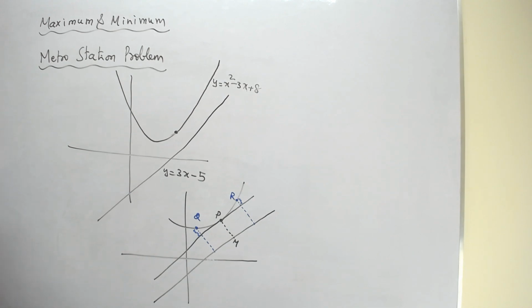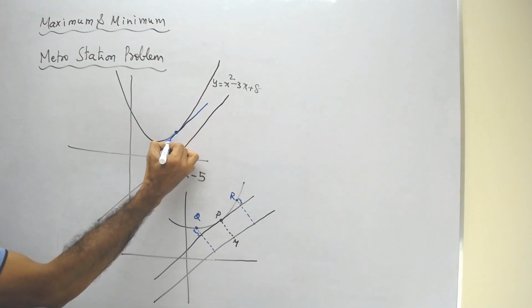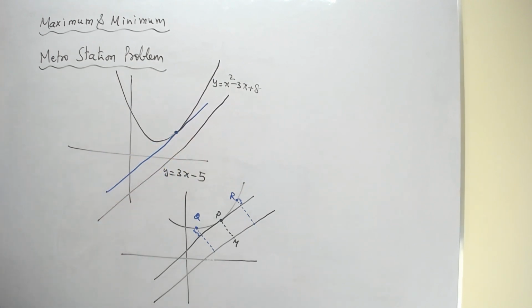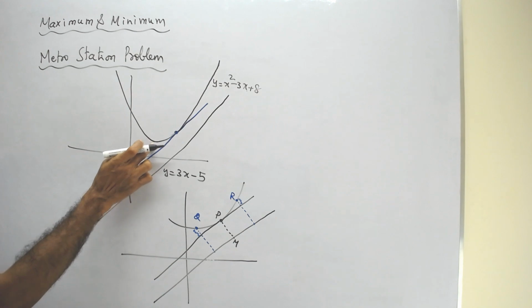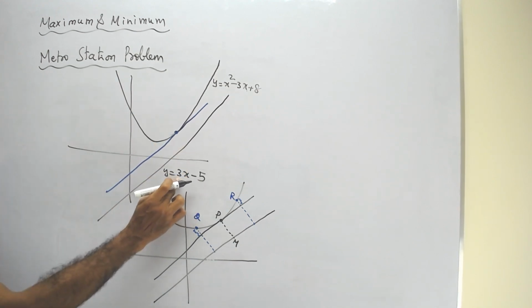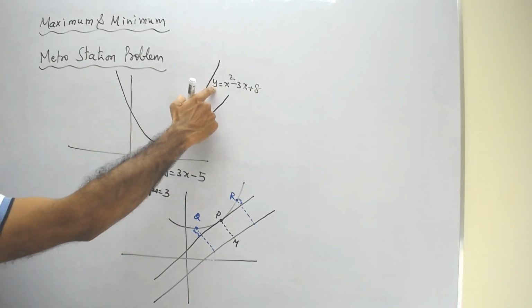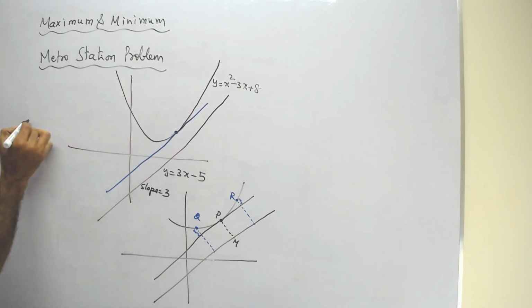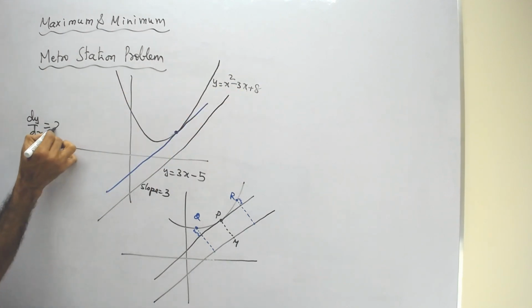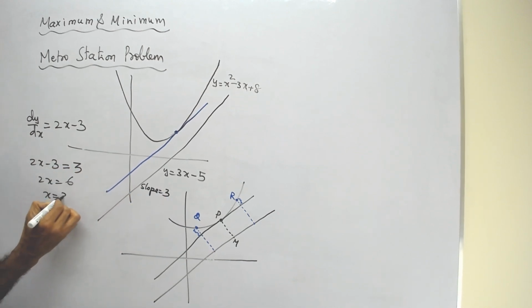So what we are supposed to do here is just find a point, is it clear, such that the tangent is parallel to this line. We just equate the slopes. The line is y is equal to mx plus c, so m is 3, the slope of this is 3. The slope of the curve is dy by dx, which is 2x minus 3. So 2x minus 3 should be equal to 3. So 2x is equal to 6. So x is equal to 3.